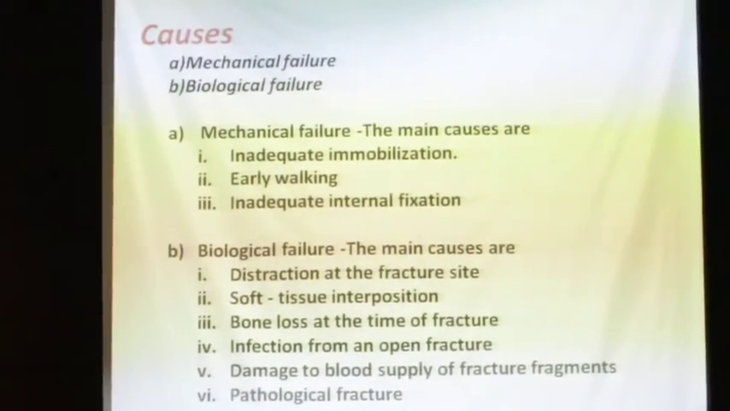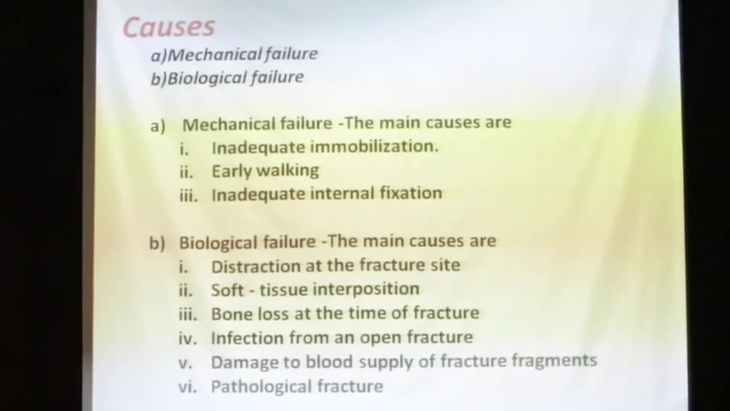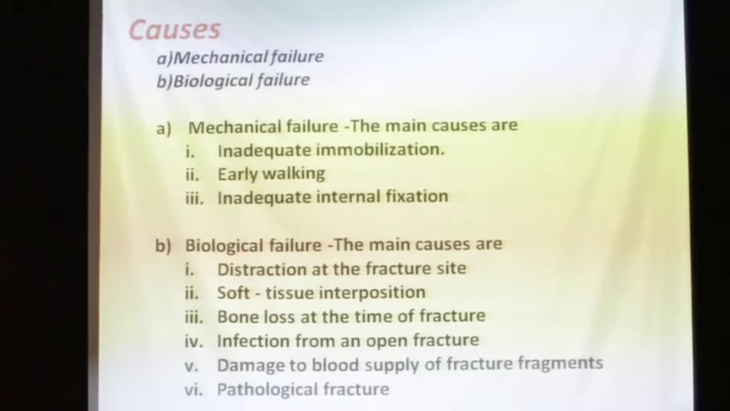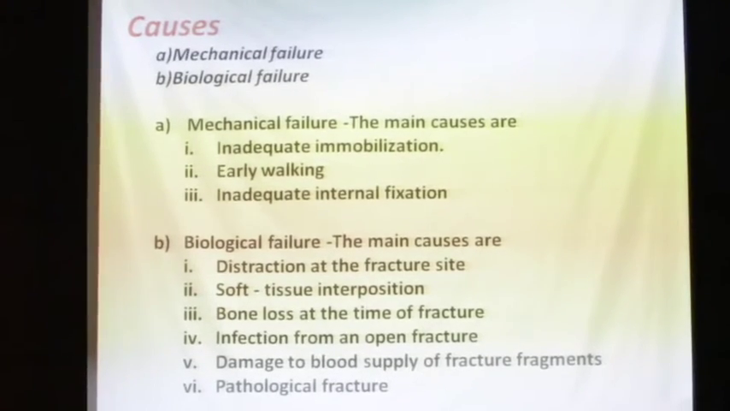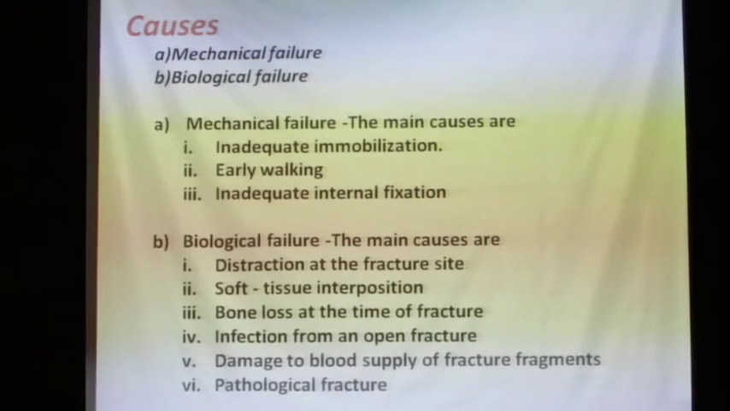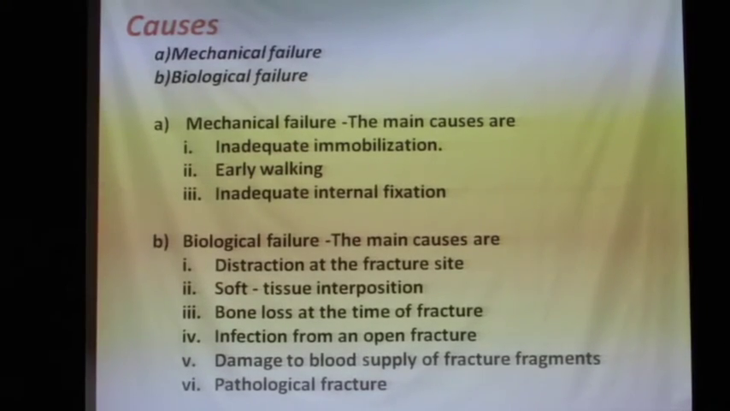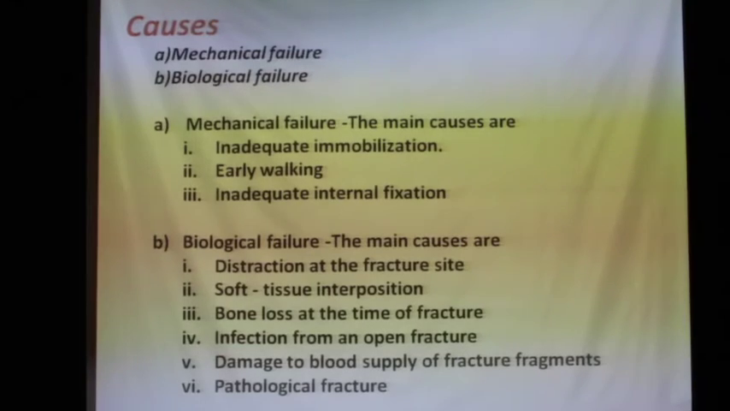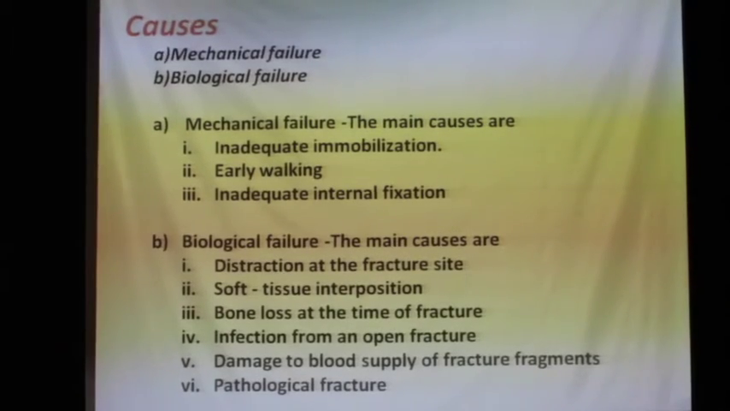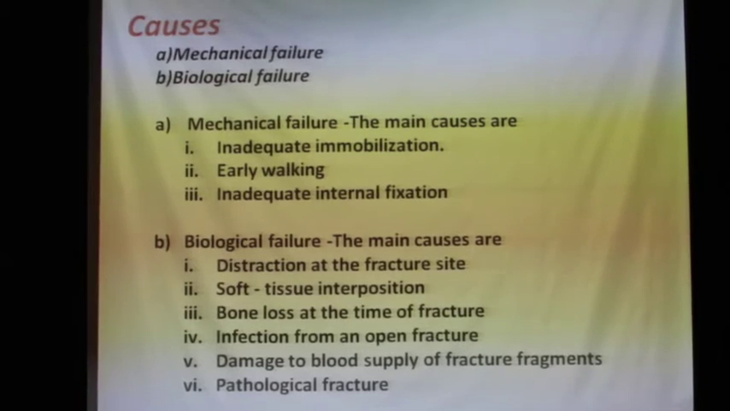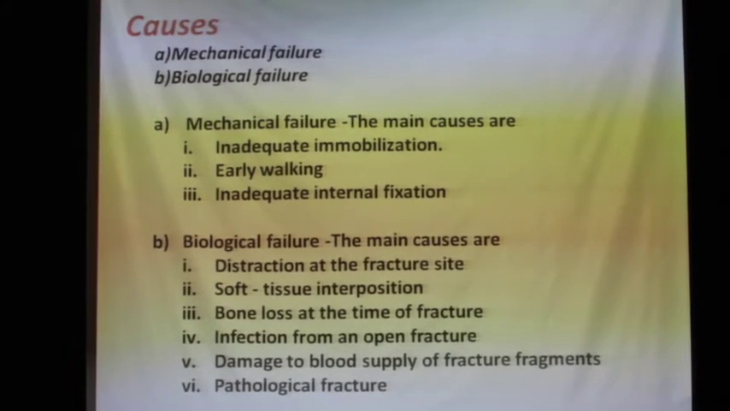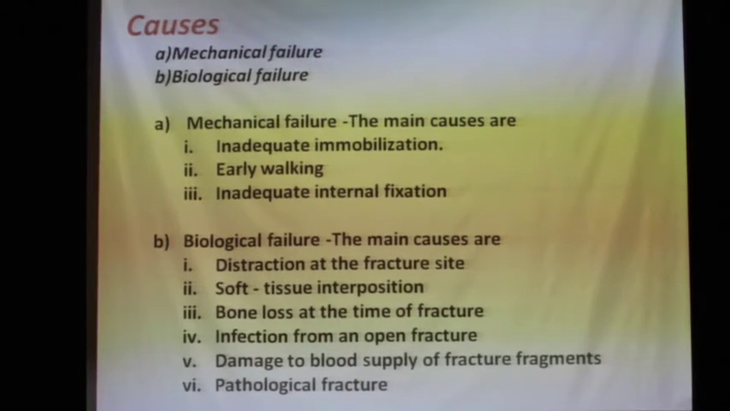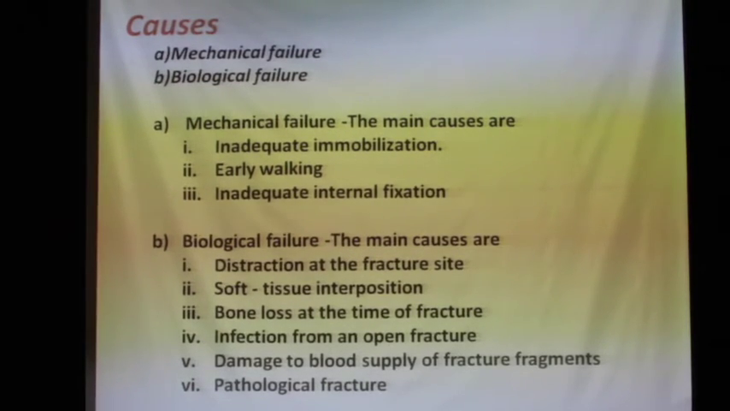Causes are mechanical failure and biological failure. For mechanical failure, the main causes are inadequate immobilization, early walking, and inadequate internal fixation. These are the mechanical causes. For example, your plate is fixed with too few screws. This mechanical failure in internal fixation is usually seen in the proximal tibia, because whatever 2-3 screws you apply, they don't fix the proximal fragment. So in a lot of cases we get mechanical failure there.